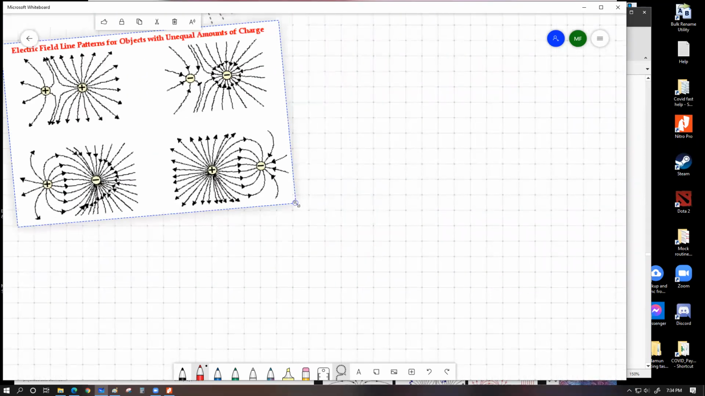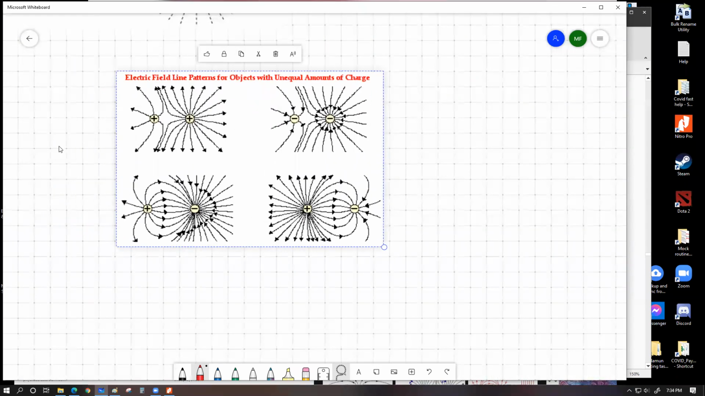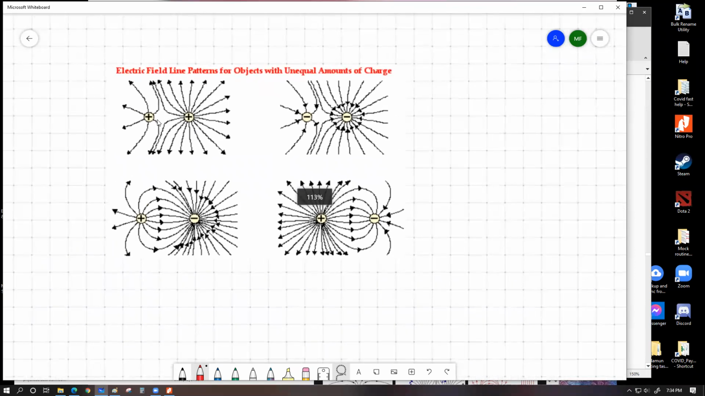So if we have unequal charges, then we can have this kind of shape, you can see over here. Between these two charges, which one do you think has a bigger magnitude? Between these two positive charges, which one do you think has a bigger magnitude, left one or right one? The right one, essentially the right one, because it is producing more field lines.